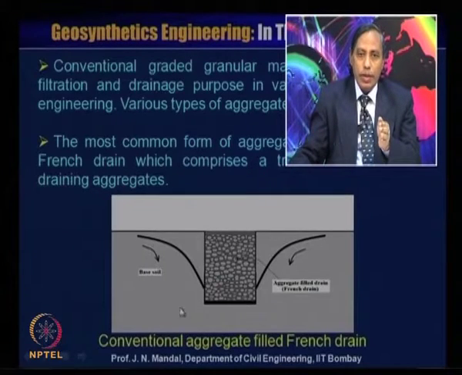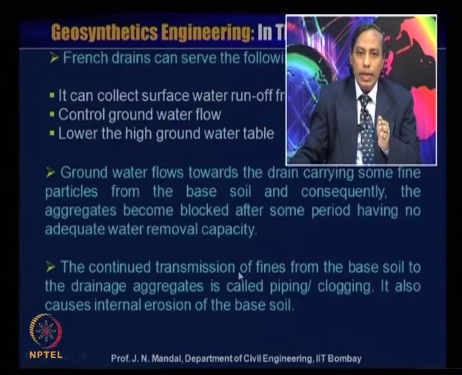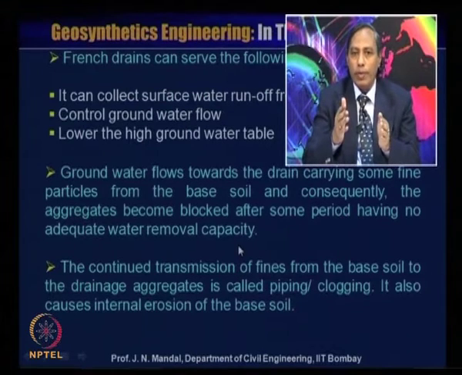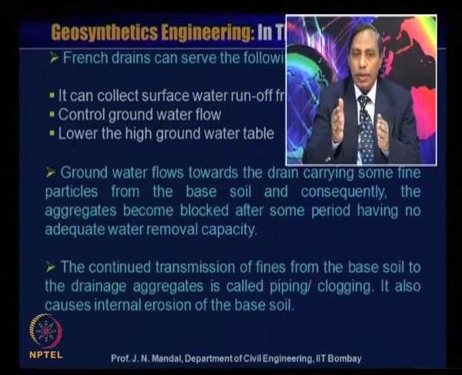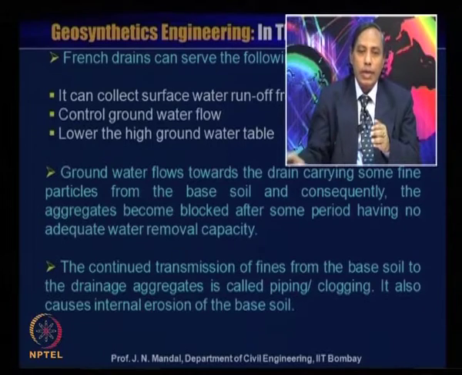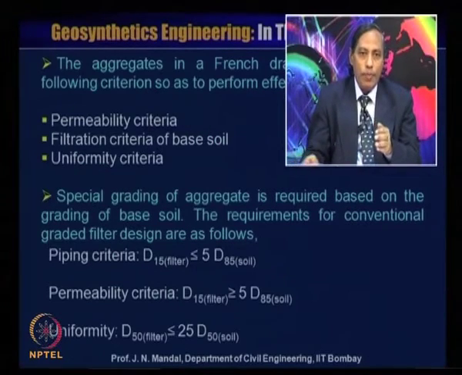Like this you can see, this is the base, the water surface. From the base the soil can pass into the aggregate and block it, and therefore there is no adequate water removal capacity. The continued transmission of fines from the base soil to the drainage aggregate is called piping or clogging. It also causes internal erosion of the base soil.